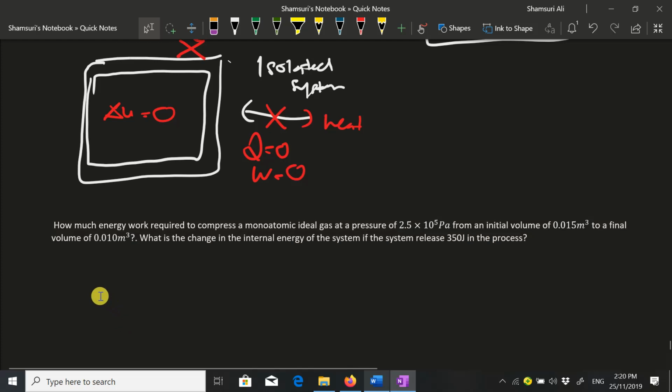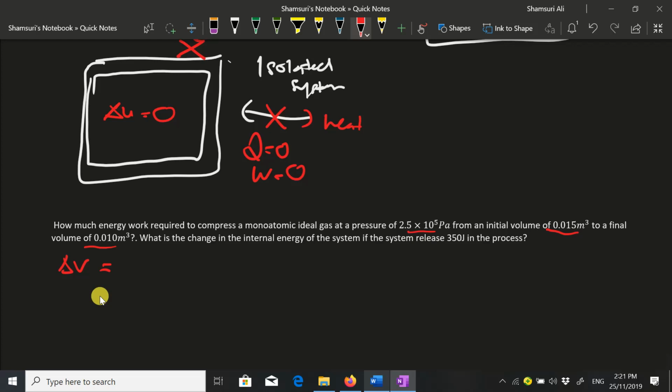So it mentions here: how much energy would be required to compress a monoatomic ideal gas at a pressure of 2.5 times 10 to the power of something Pascal from an initial volume of 0.0 meter cube to a final volume of 0.0? What is the change in the internal energy? Obviously, we have a delta V change, some value. We get the change of volume here, and we also have pressure. So we can apply that.